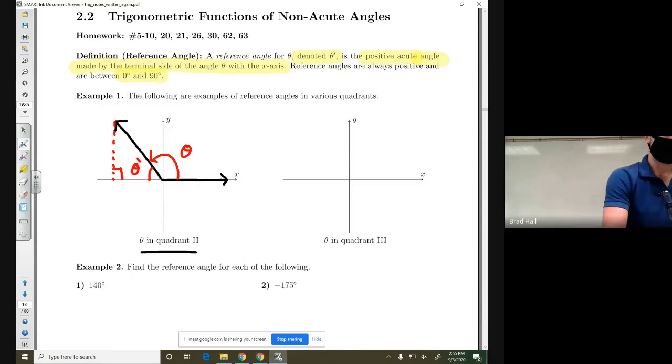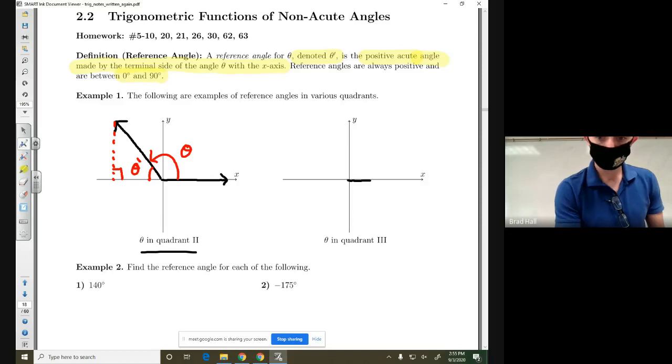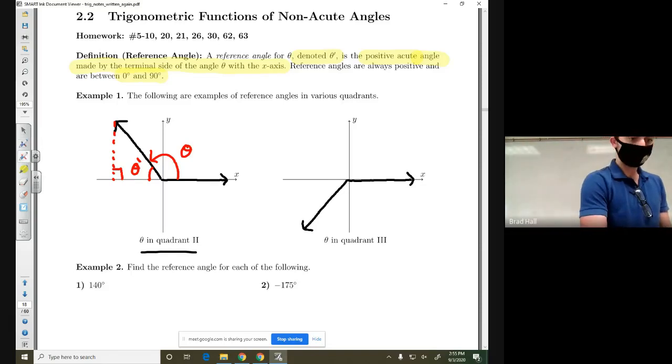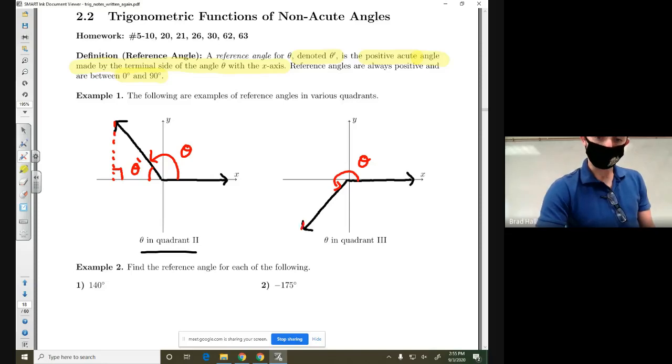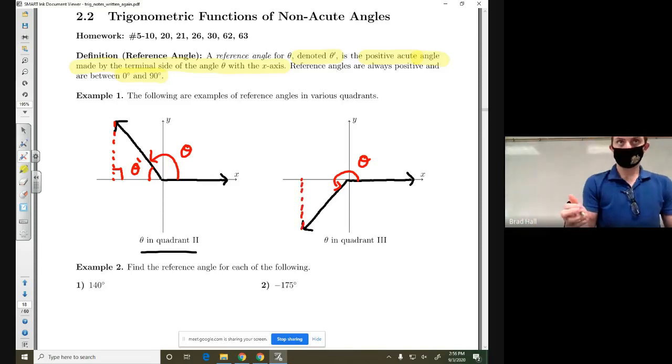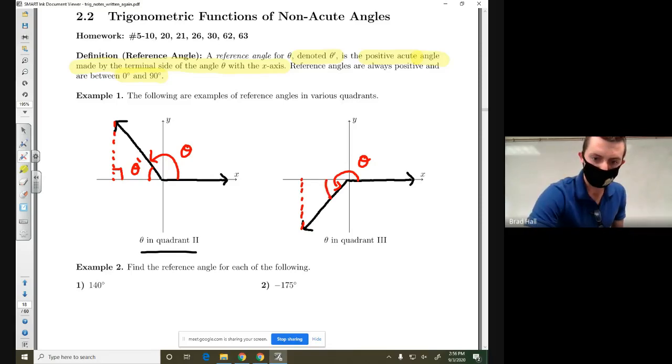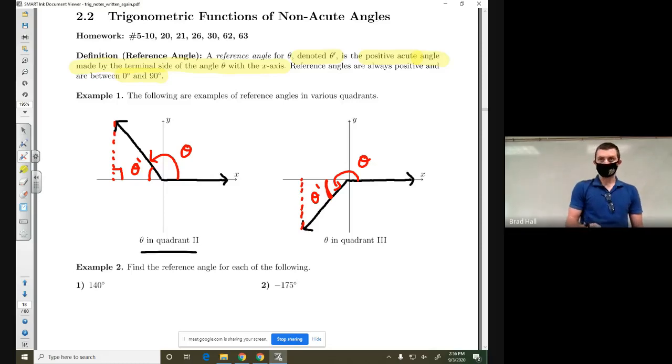And then for an angle in quadrant 3, I'll draw any angle in quadrant 3, it doesn't matter. So this would be theta. When we triangulate, the reference angle would be here. It's the angle of the triangle. It's the interior angle of the triangle we create when we triangulate.